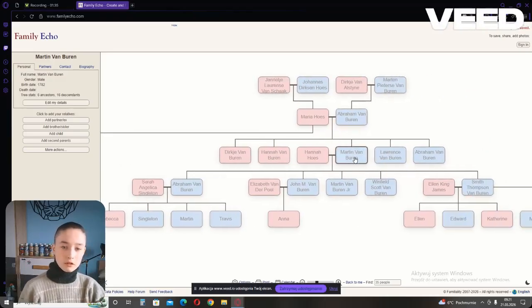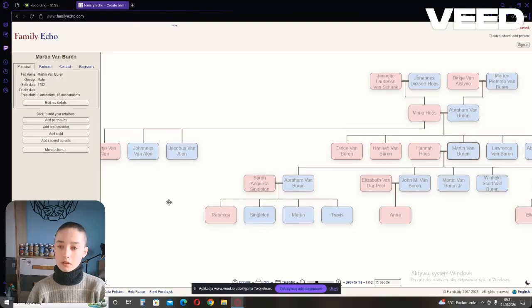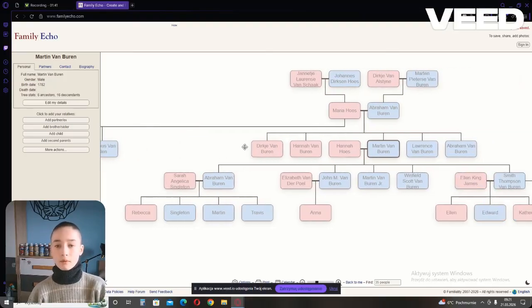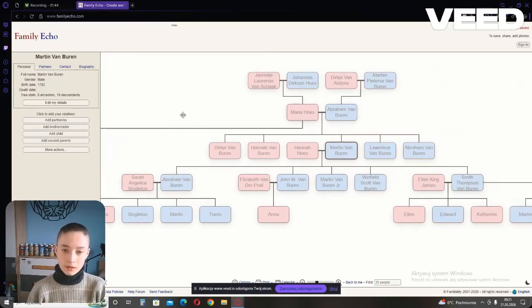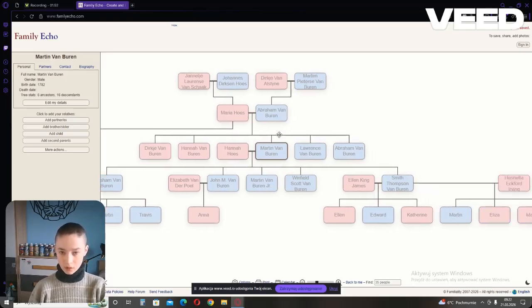And Van Buren also had, these were his half siblings, but he also had siblings. He had 2 older sisters, Dirkie and Hannah, and 2 younger brothers, Lawrence and Abraham.